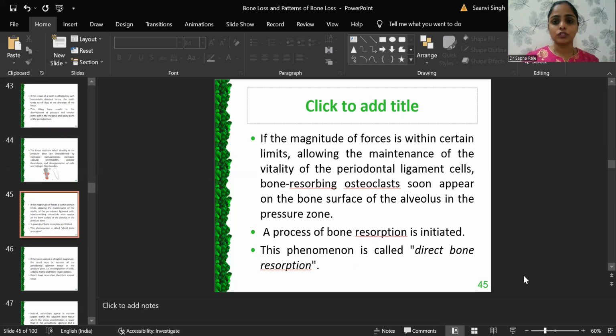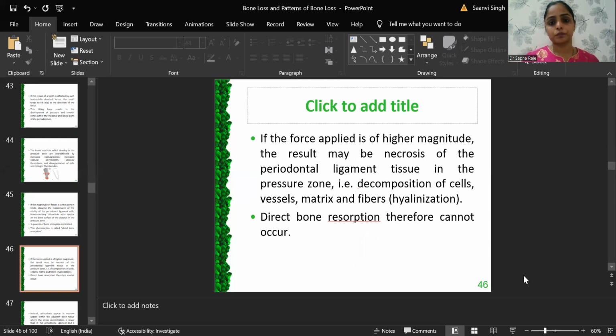If the magnitude of forces is within certain limits allowing the maintenance of the vitality of the periodontal ligament cells, bone-resorbing osteoclasts soon appear on the bone surface of the alveolus in the pressure zone. The process of bone resorption is initiated. This phenomenon is called direct bone resorption.